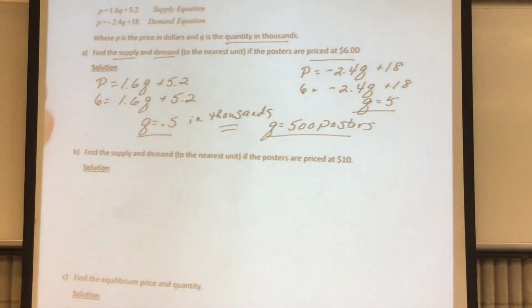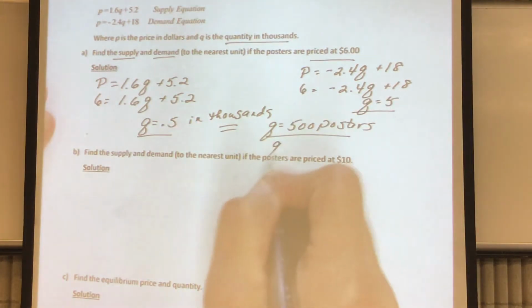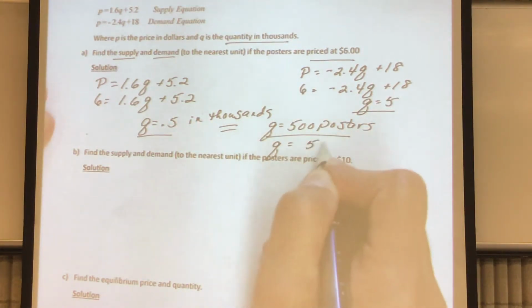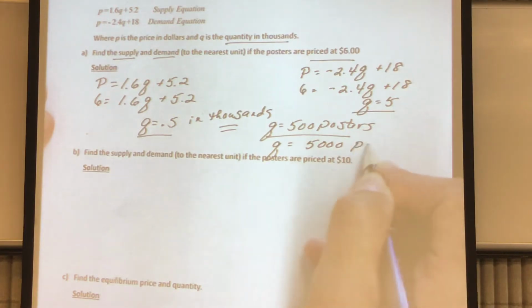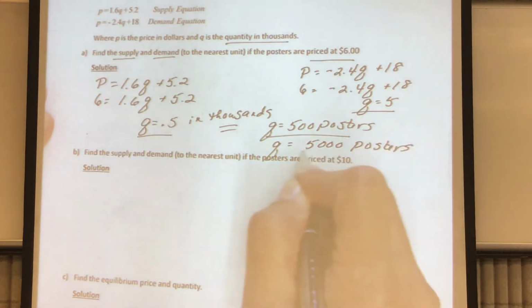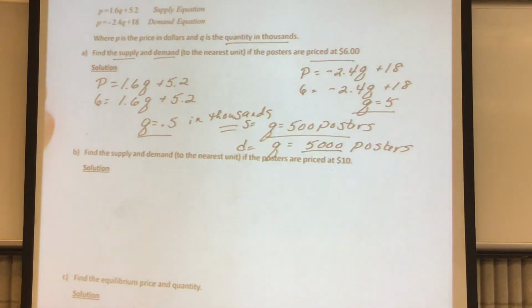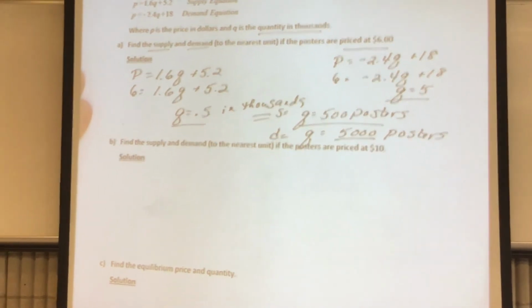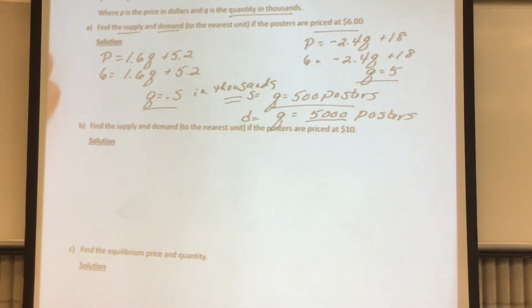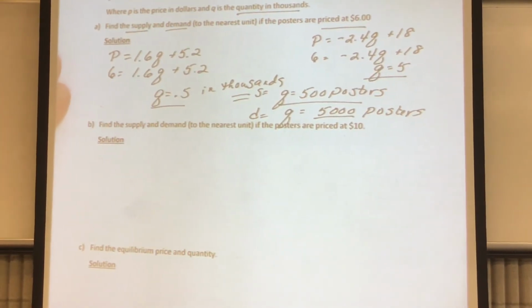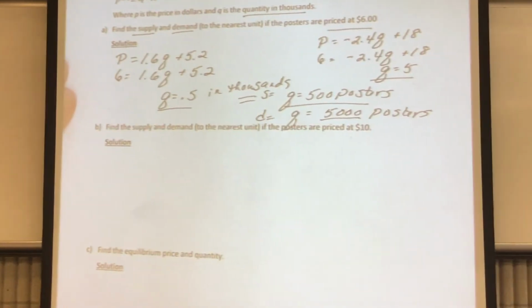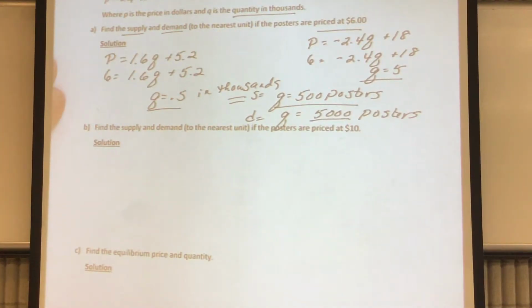And multiplying that by 1,000, we have our quantity to be equal to 5,000 posters. So this is our demand, and this is our supply. So if the price is $6, the supply will be 500 posters, and the demand will be 5,000 posters. So now we can move on to letter B. Find the supply and demand to the nearest unit if the posters are priced at $10.